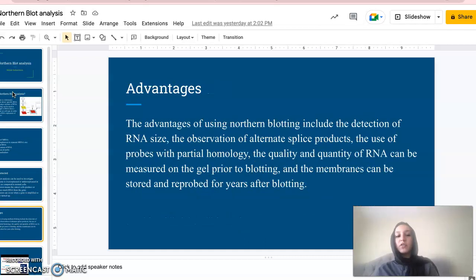So some advantages of using Northern blot. Northern blot actually is one of the most valid methods of all the blots, including Western and Eastern blot analyses. The advantages of using the northern blotting include the detection of RNA size, meaning it gives you a good visualization of the RNA, the observation of alternate splice products, the use of probes, and the quality and quantity of RNA can be measured on the gel prior to blotting. And those are pretty much the advantages of using northern blot analysis.